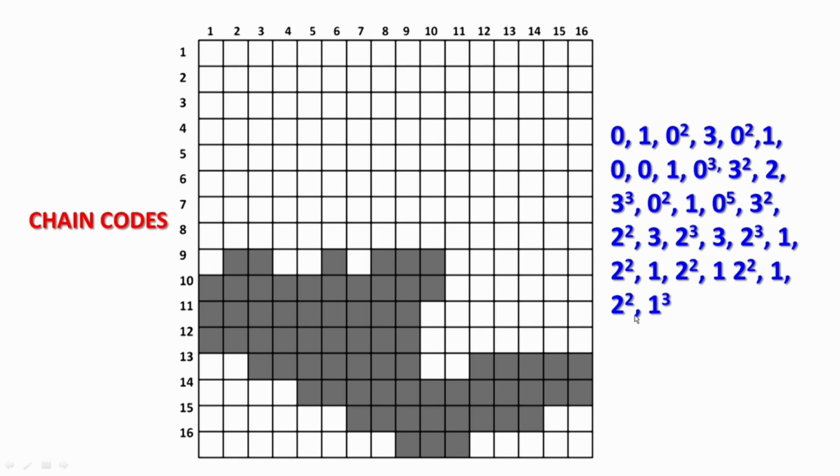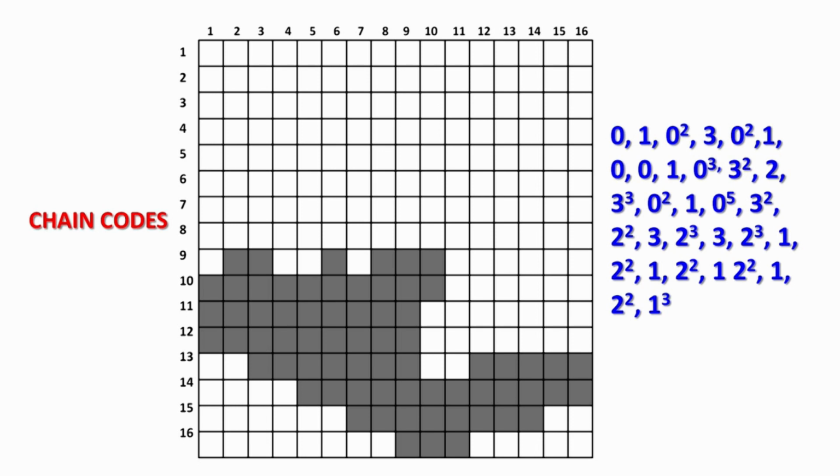And here 1 power 3 is shown, because for this one we are going up to this place. For north the code is 1 and 3 pixels have to be recorded. Once we reach this place, the entire shaded boundary is recorded. And this kind of coding, or this kind of compression, is called chain codes.